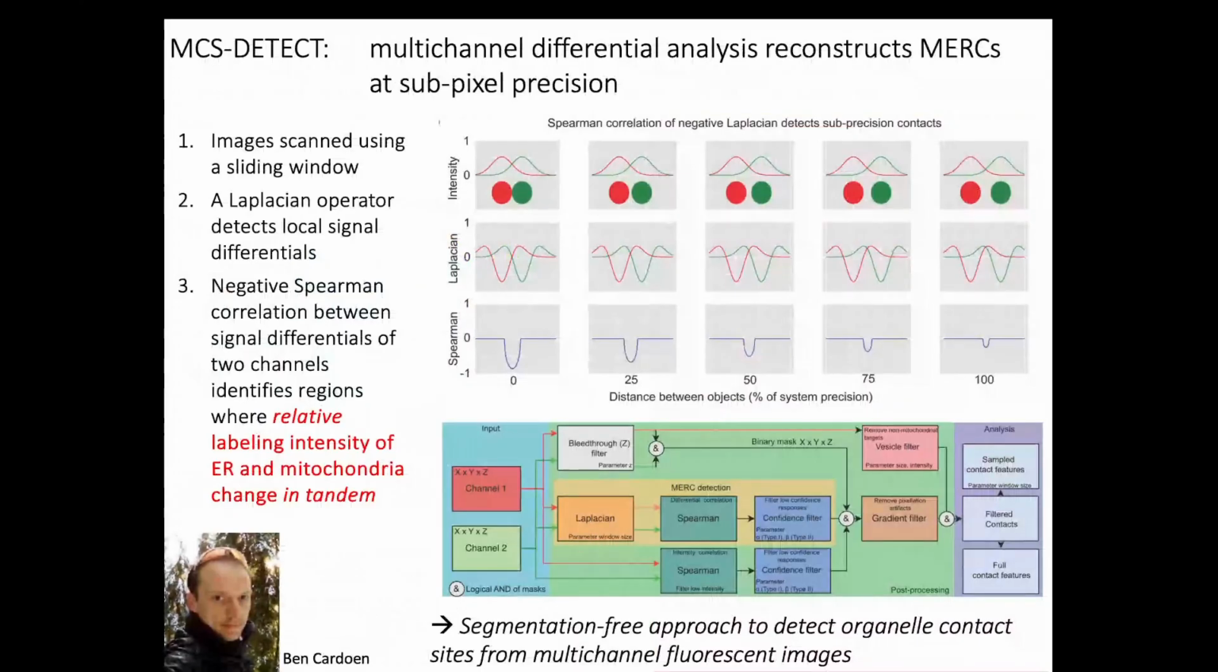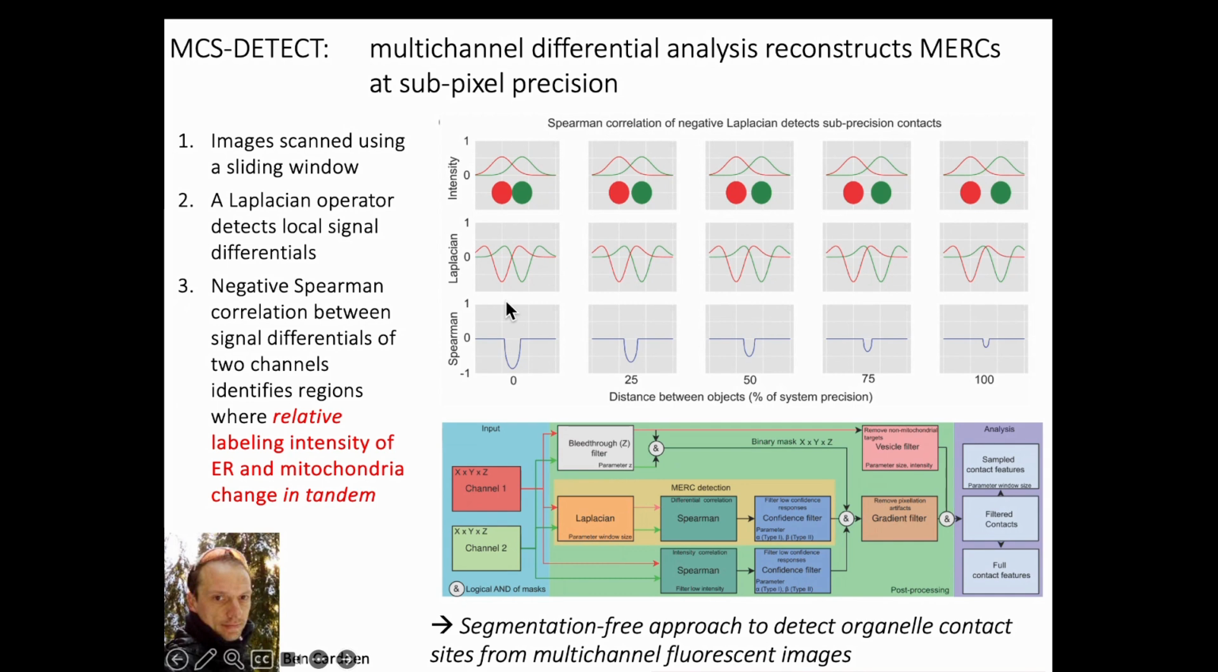And so we set up a system. This is Ben Carrouée, another student in Ghassan's lab, and he set up a system whereby he essentially used a Laplacian operator to detect local signal differentials and scanned this Laplacian operator throughout the 3D volume of the image stack. We then applied a negative Spearman correlation between two different channels to really detect where the relative labeling intensity of the two channels changed in tandem. And where they change in tandem is essentially a site where these two organelles come into contact.